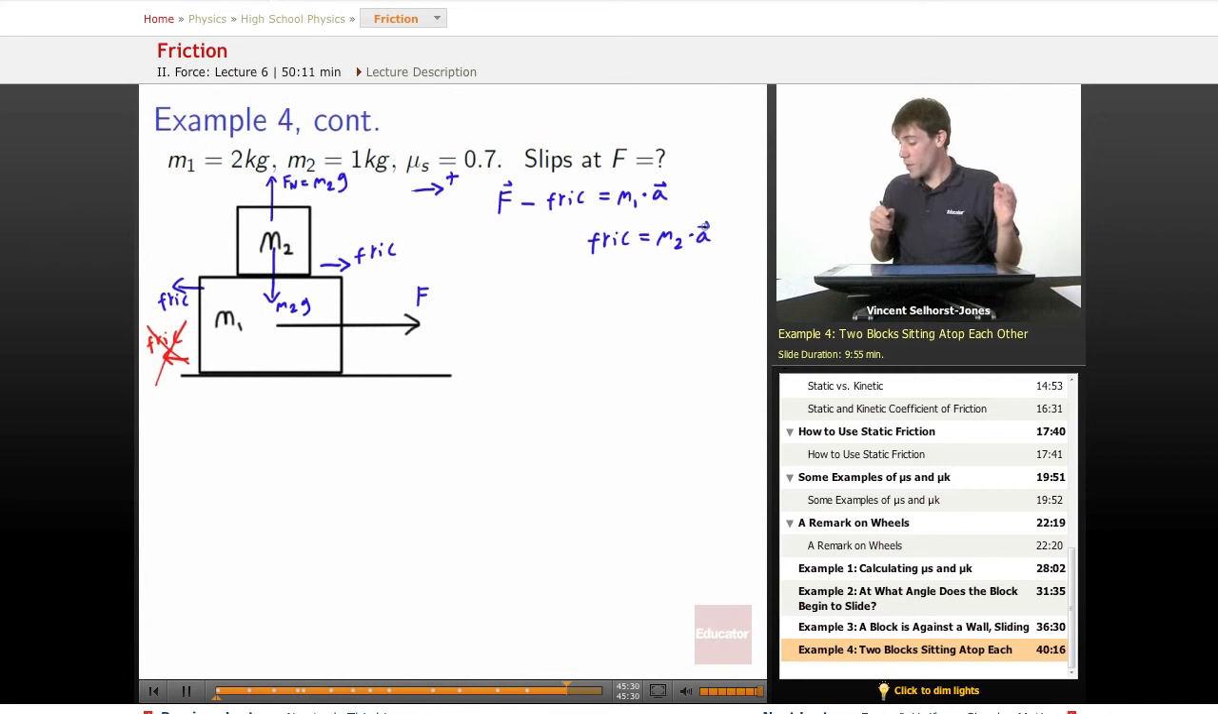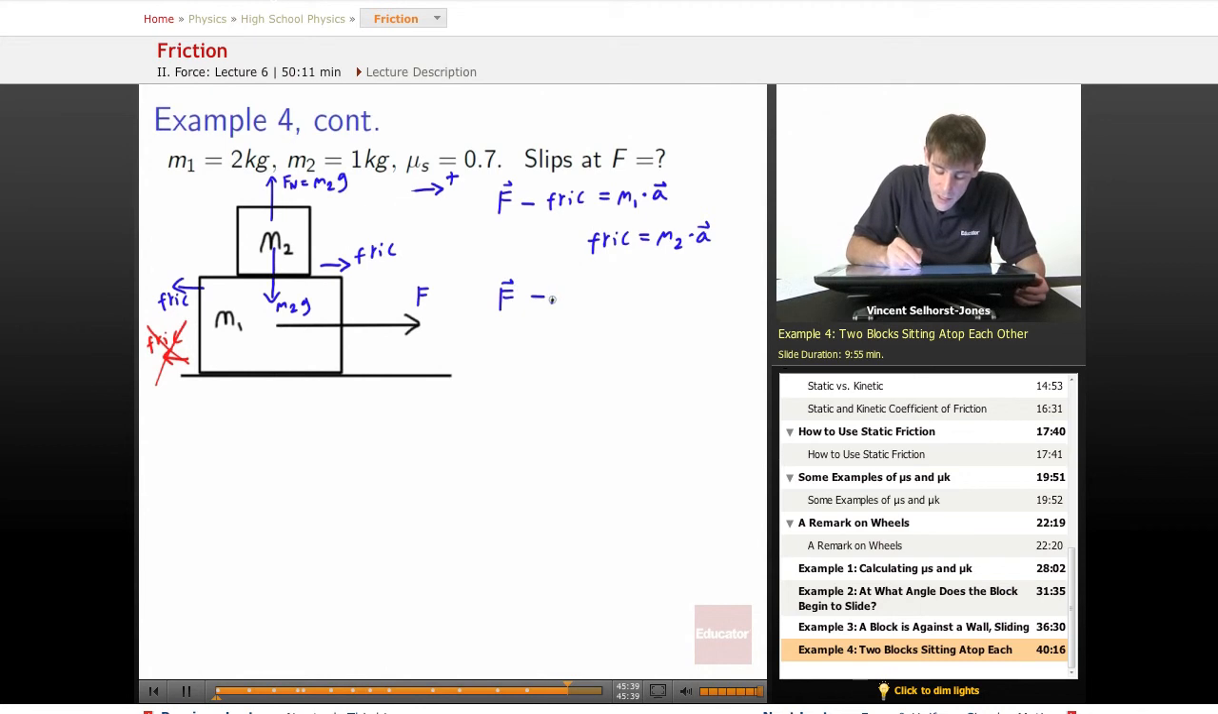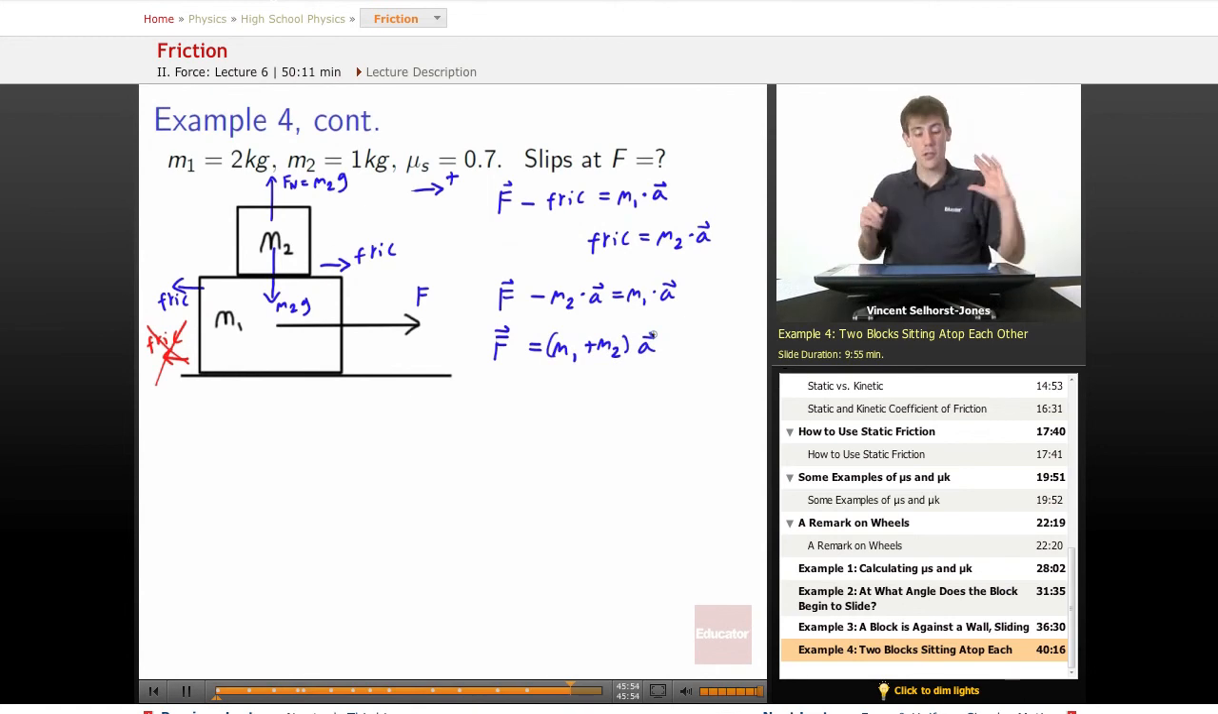All right, well, with that in mind, we can start to figure out what F is going to have to be equal to. So we sub this in, we get F minus M2 times acceleration equals M1 times acceleration. So we've got that the force equals M1 plus M2 quantity times the acceleration, right? So that's how much force is necessary to give an acceleration to this, because it has to move both of the objects. It has to move the whole system.